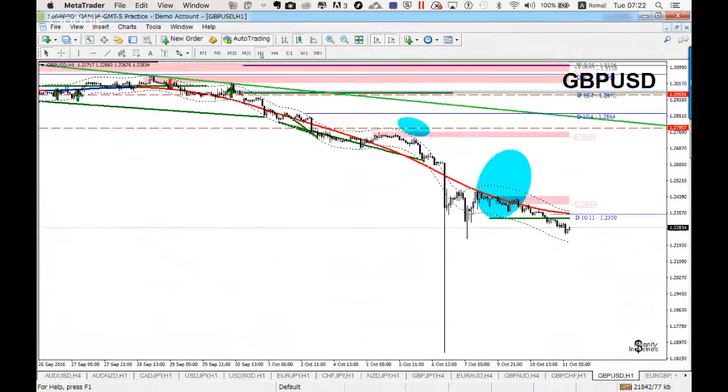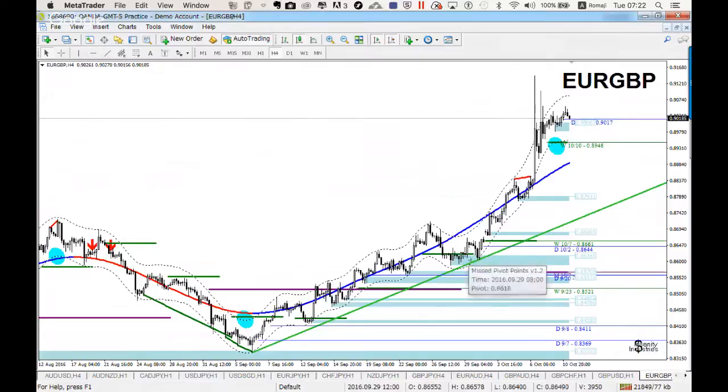Looking at this on the 1-hour chart, we see, again, it's dropped. We have a new supply zone, and it will probably continue to drop towards this low it made during the flash crash last week. Euro pound, we're continuing to rise, so the pound is also weakening on this pair.